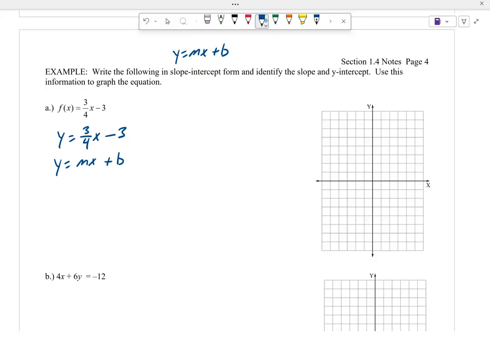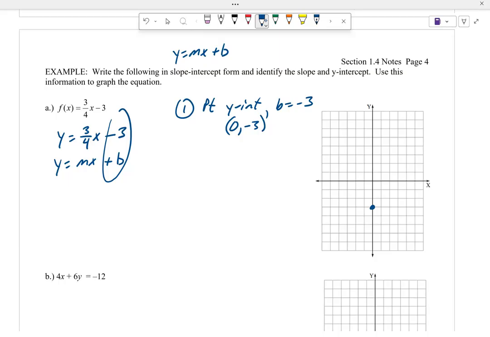So how do we graph it from that information given? Because we need a point and we need a slope. Well, number one, the point given is the y-intercept. What's the y-intercept? Negative 3. It crosses the y-axis at 0, negative 3. Let's put that point on the graph. That's where it crosses the y-axis. So they're giving us a point, number one.